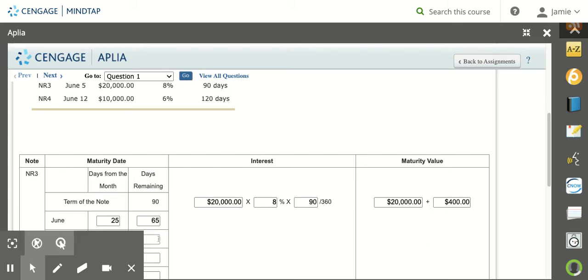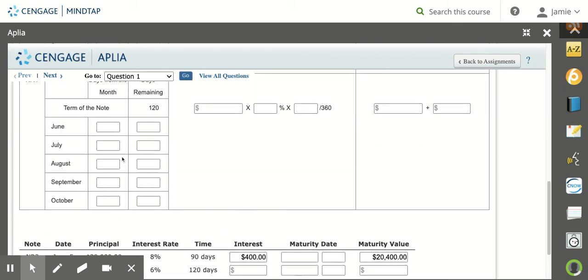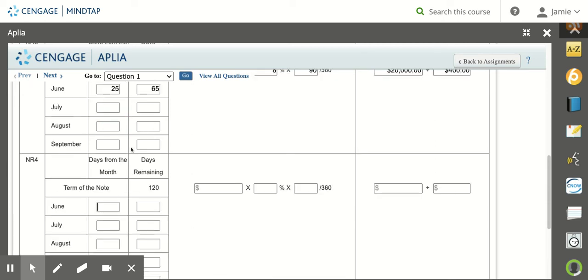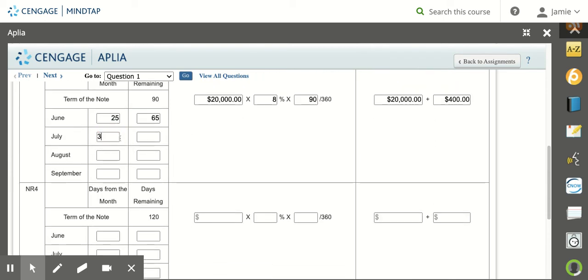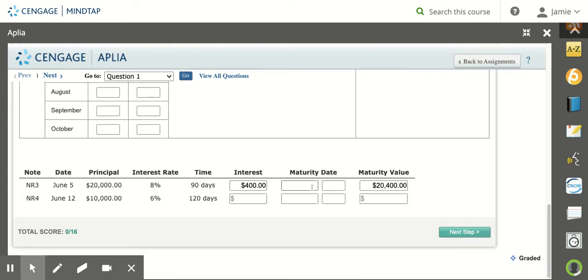For July, 31 days in July. We'll use all 31 of those, leaving us with 34. August has 31 days, so we'll use all 31 days in August, leaving us with 3. So then our due date would be September 3rd.